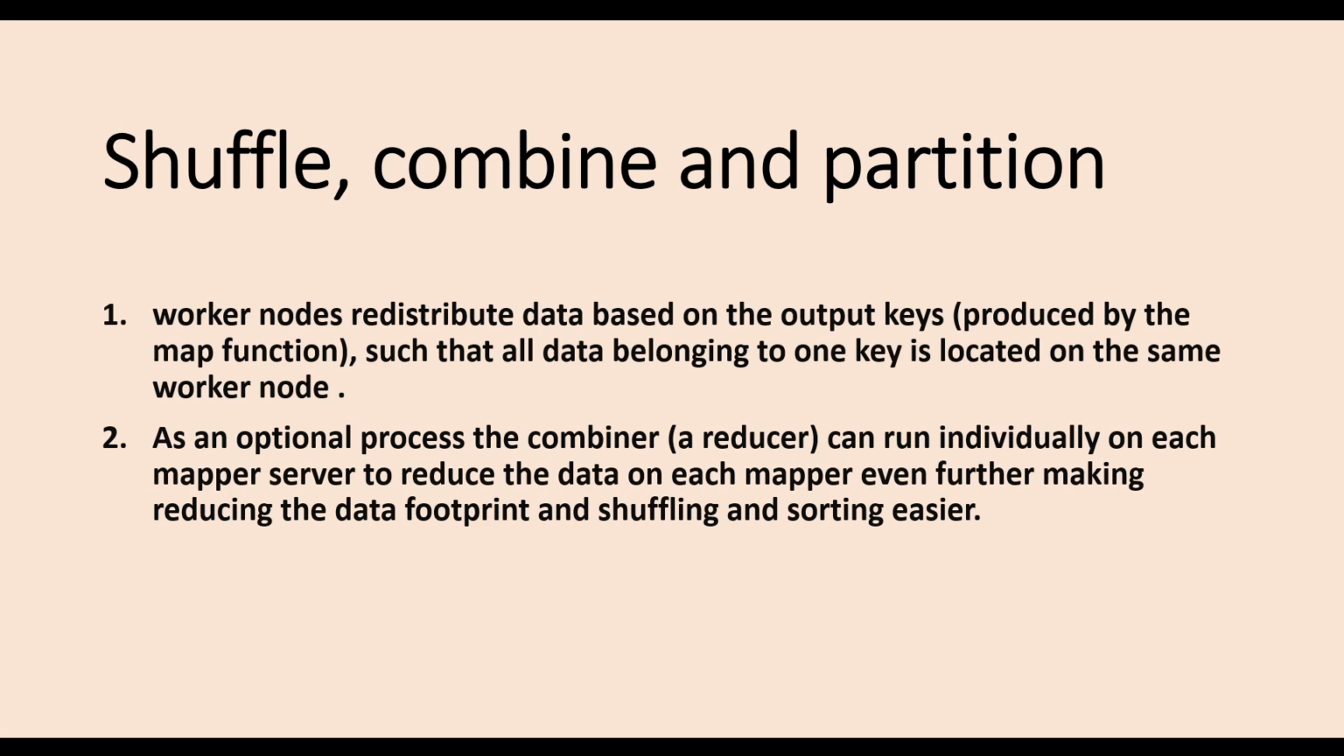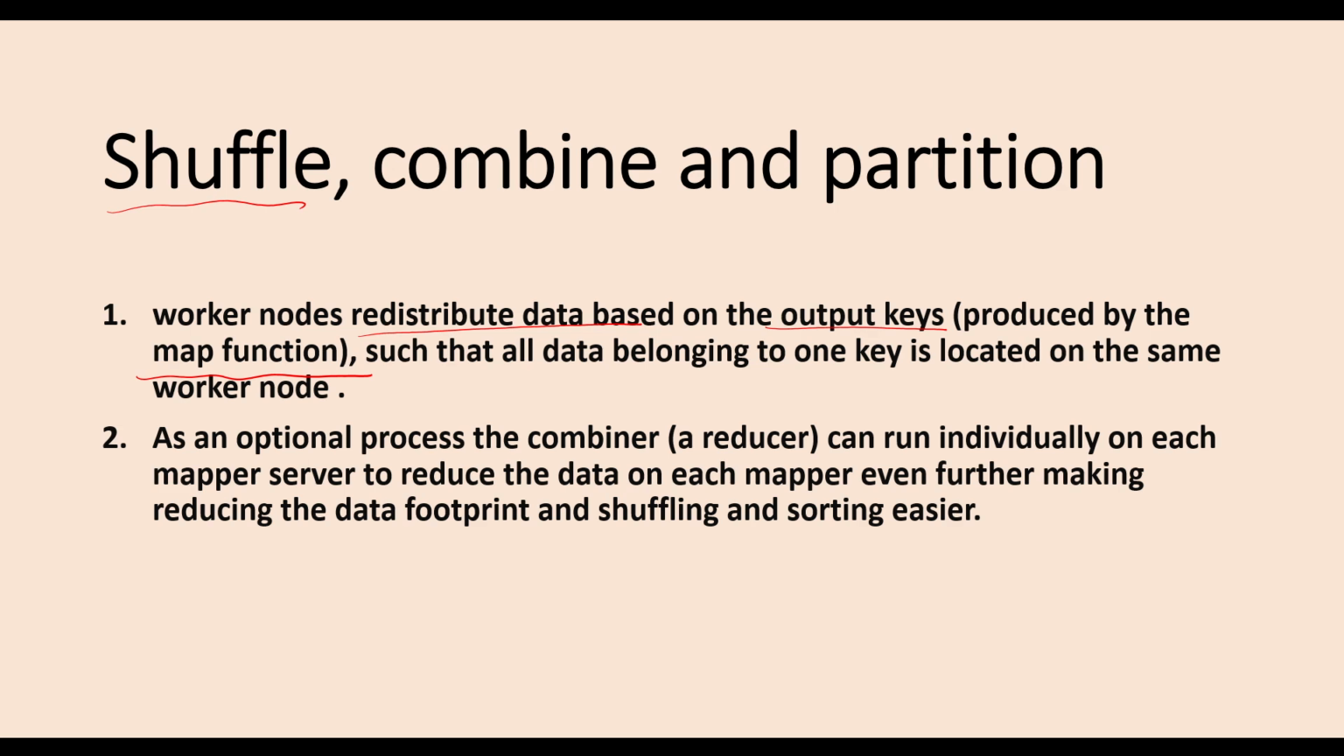Suppose your data is distributed across multiple mappers. Then shuffling happens. Data which is of the same kind will come to one node, and data of another kind will come to another node. The worker node redistributes the data based on the output keys produced by the map function.